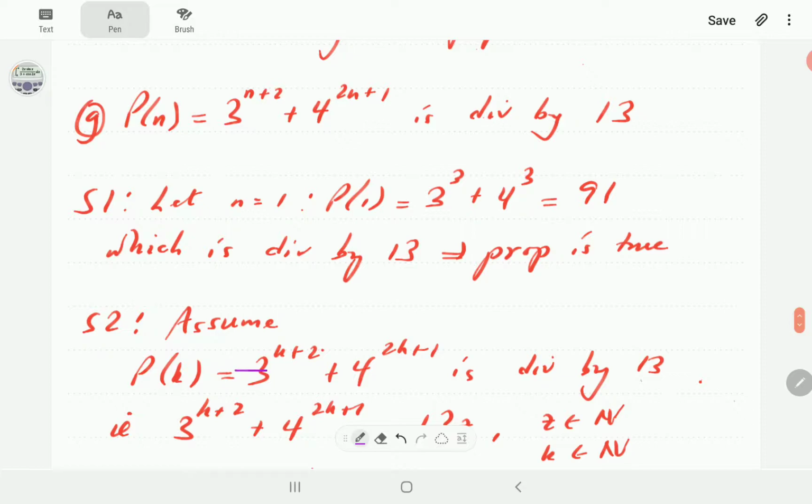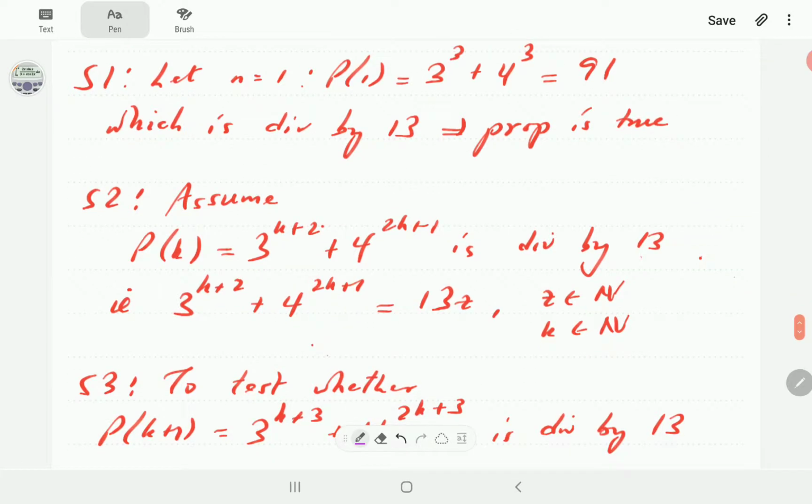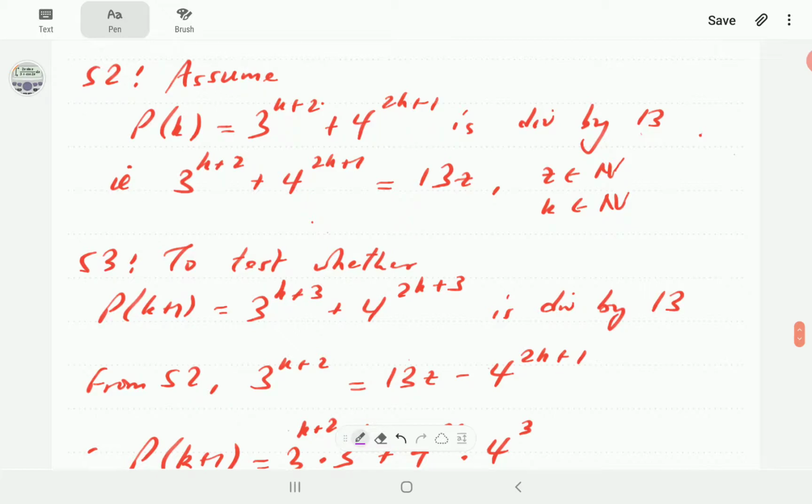Then we assume that when n is some natural number k, this is divisible by 13. So that means 3 to the power k plus 2 plus 4 to the power 2k plus 1 is 13 times another integer or natural number. Then we want to prove whether P of k plus 1 is divisible by 13. So here k plus 2 became k plus 3. 2k plus 1 becomes 2k plus 3.